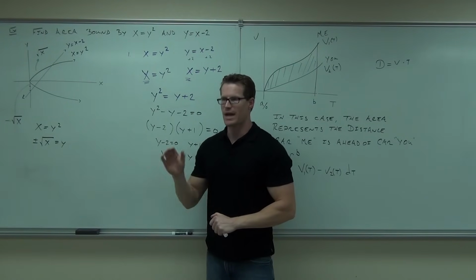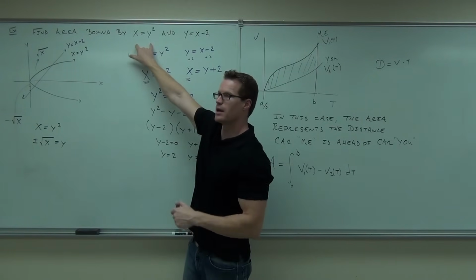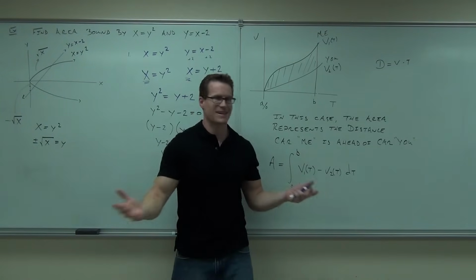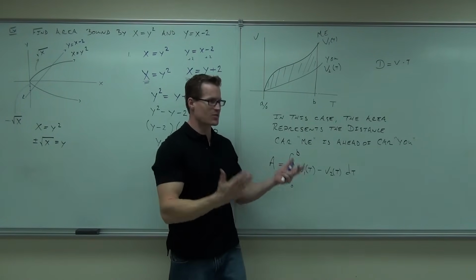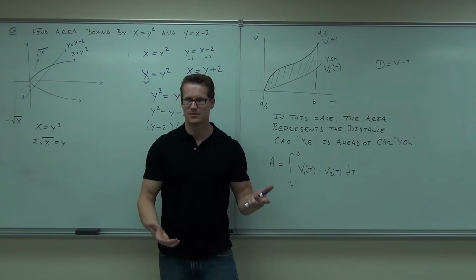Anyhow, do you see how I'm getting the square root of x and the negative square root of x? We have to break it up into functions of x. So this has to be written in terms of x in order for you to integrate it with respect to x. It can't have y's in there if you're integrating with respect to x.